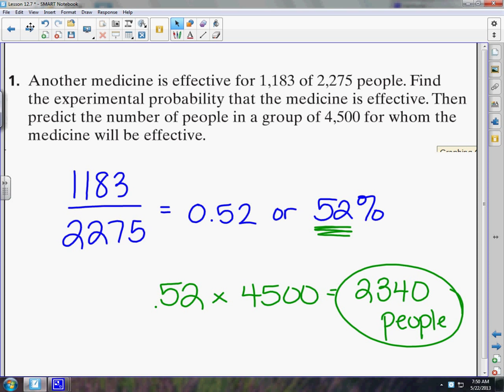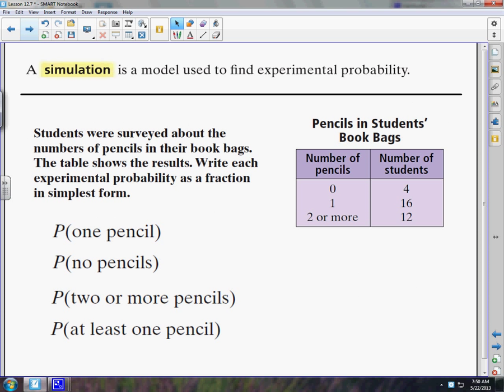All right, so let's try some more examples. A simulation is a model used to find experimental probability. So if I do a simulation, I would actually do the experiment. I'd go outside and shoot 20 baskets or just anything that you would do. So it says, students were surveyed about the number of pencils in their book bags. The table shows the results. Write each experimental probability as a fraction in simplest form.